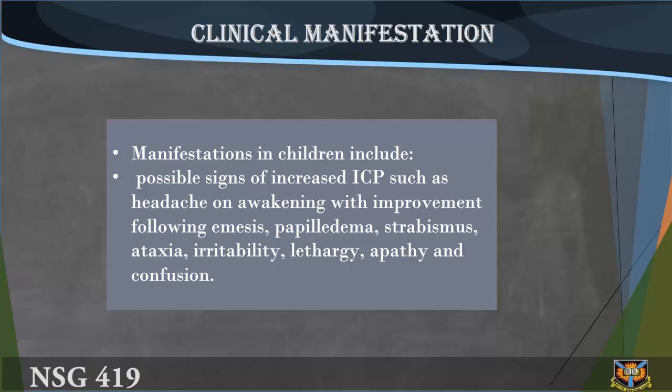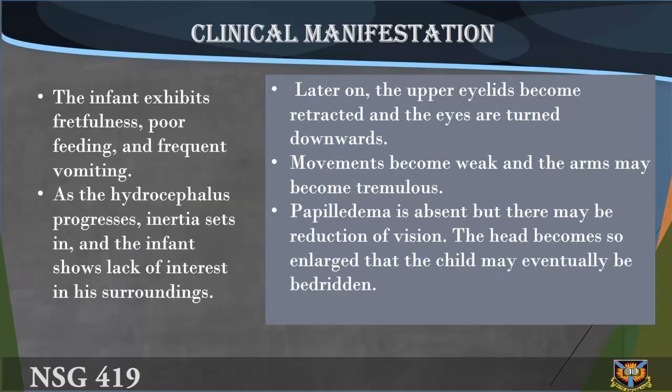Manifestations in children include possible signs of increased ICP, which include headache on awakening with improvement following emesis, papilledema, strabismus, ataxia, irritability, lethargy, apathy, and confusion. The infant exhibits fretfulness, poor feeding, and frequent vomiting. As the hydrocephalus progresses, inertia sets in and the infant shows lack of interest in its surroundings.